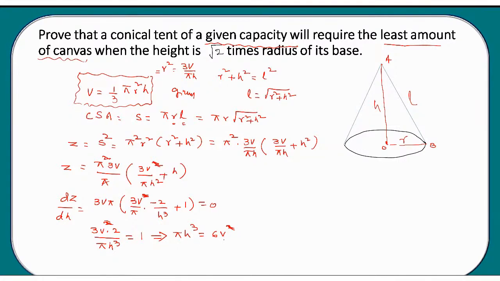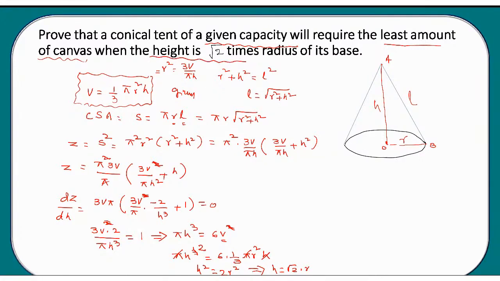What is volume V equal to? 1/3 pi r square h. So now pi h cube is equal to 6 into 1/3 pi r square h. If you simplify, pi gets eliminated, 1 h gets eliminated. H square is equal to 2r square. It implies that h is equal to √2 times of r. We found out h is equal to √2 times of r.